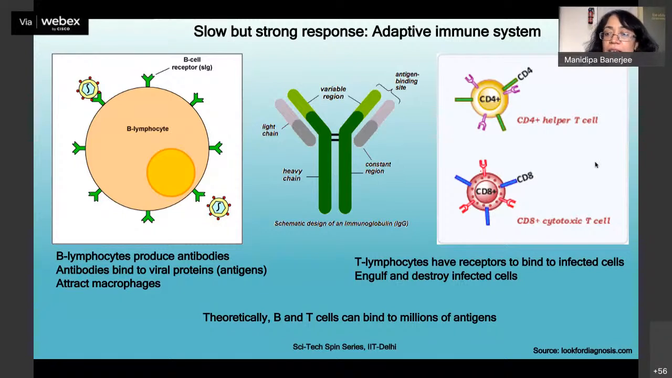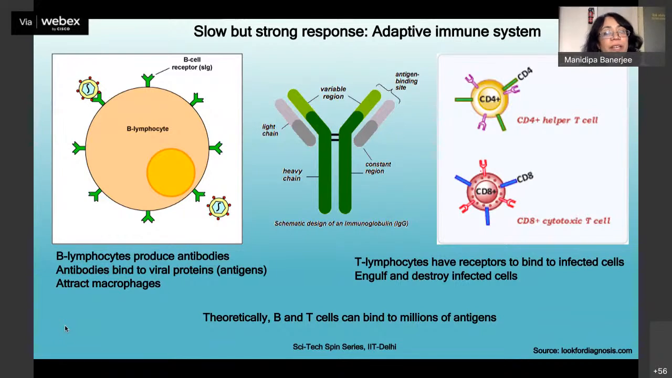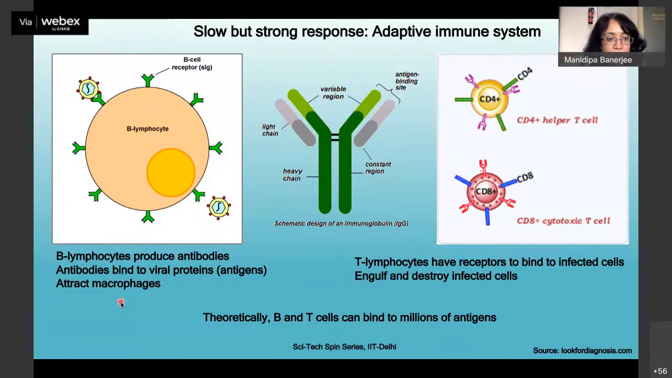Okay, so I think a lot of people have said they understand what antigens and antibodies are, which is good. But just to give you a very brief overview, the two major types of cells in our adaptive immune system are B lymphocytes and T lymphocytes. And you will sometimes see this in your blood test. If your B lymphocyte and T lymphocyte numbers are down, that is not good for us because then we are not able to deal with infections.